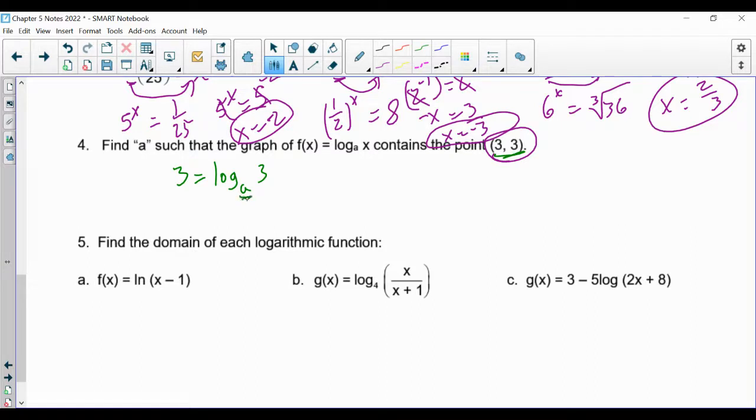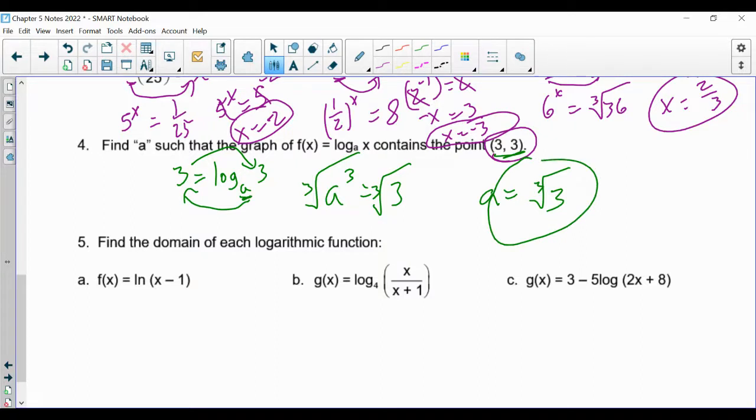Let's solve for a. So a is in this base, so I'm going to rewrite this as an exponential. So a to the third equals 3. And then to solve this, because I want to solve for a, I cube root both sides. And I finally get that a is the cube root of 3. And that's what I was looking for. Ooh, I don't know why I missed the a there. So a equals cube root of 3. Okay. And yeah, it's an ugly number, but it still works.